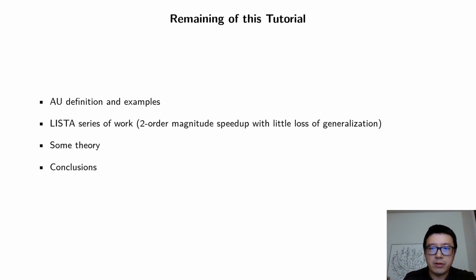The remainder of this tutorial will be divided into these parts. We will define algorithm unrolling and give a couple of examples. And we will switch to focus on the LISTA series of work, which is simple enough to explain in the tutorial. Over the last 10 years, we have seen a 2 order of magnitude speed up and also improvement of generalization performance. We'll briefly mention some of the theories and then conclude this tutorial.